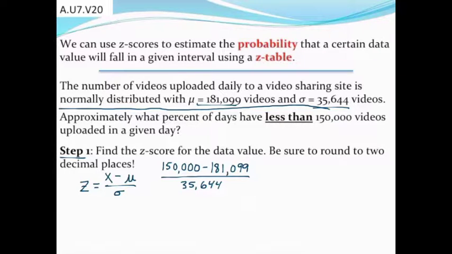Once you do this, you end up with a z-score of approximately negative, because we're below the mean this time, 150,000, negative 0.87. Always round these to two decimal places, because what we're going to do next is going to require those two decimal places. So that was step one, calculate the z-score. Let's take a look at how step two is going to work.